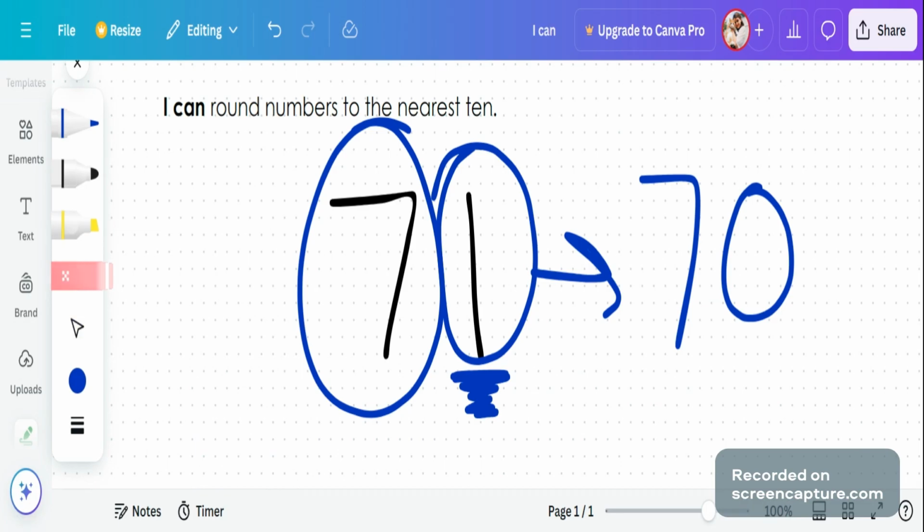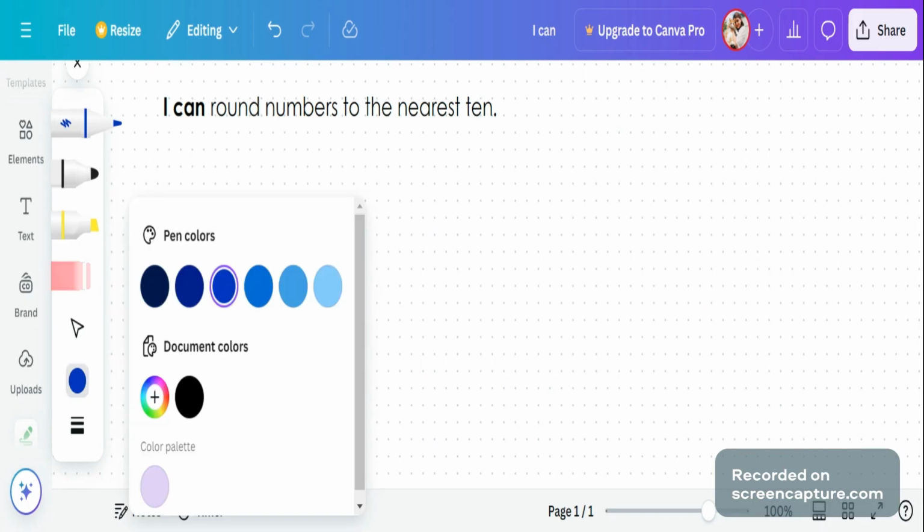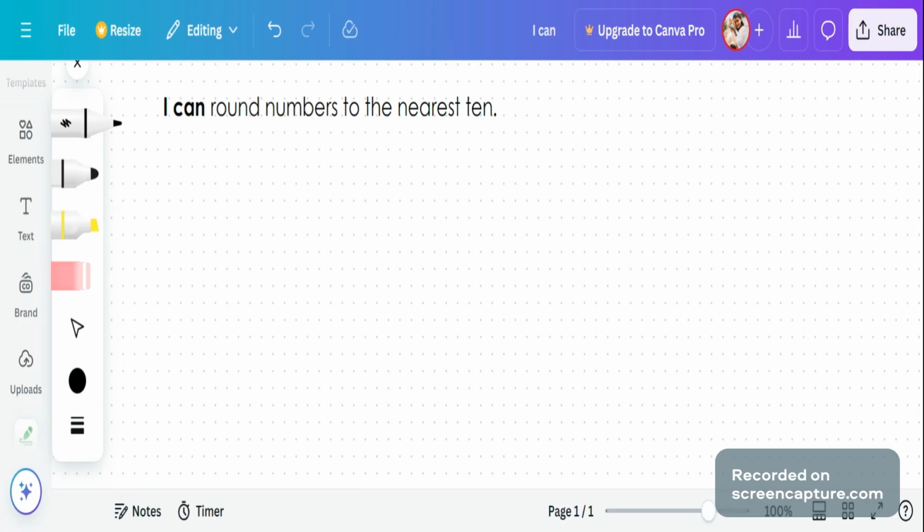Did you get the correct answer? Erase your board. The next number that we're going to look at is 77.